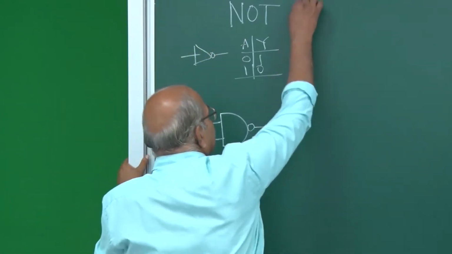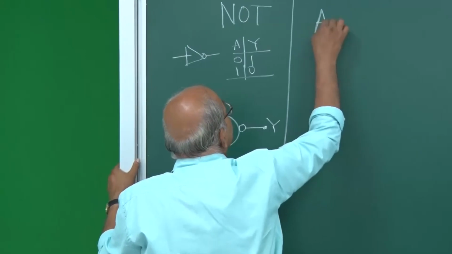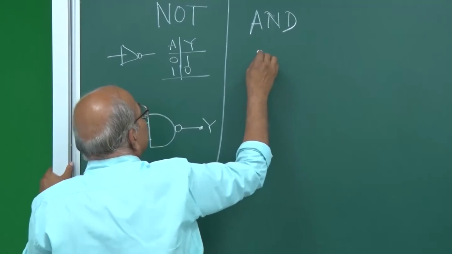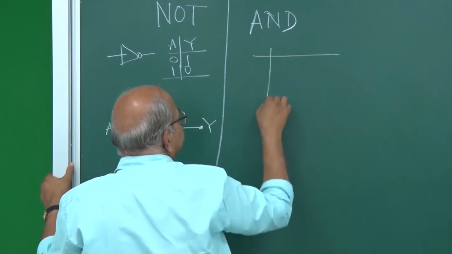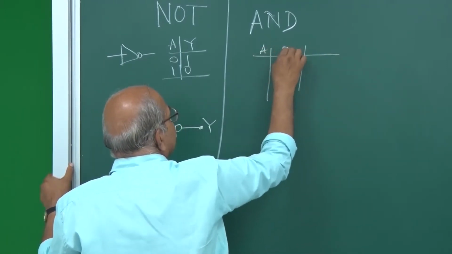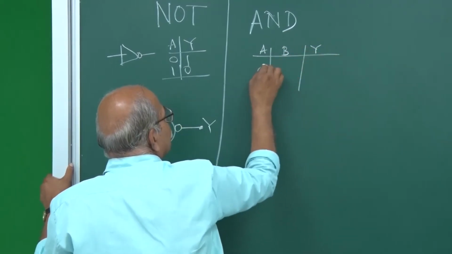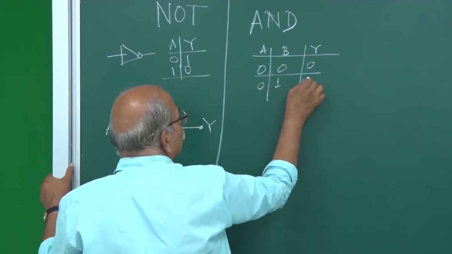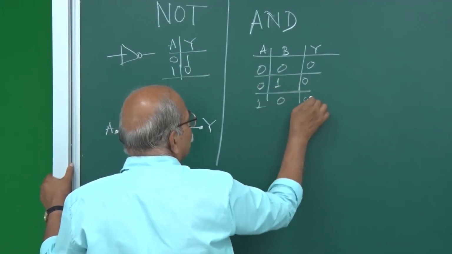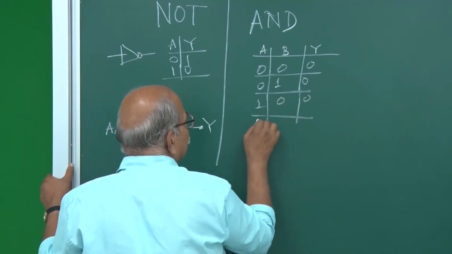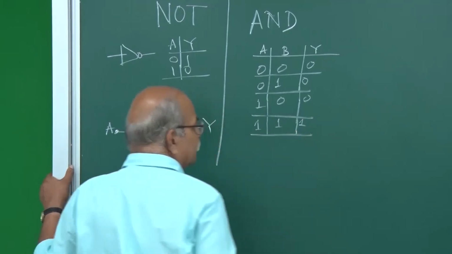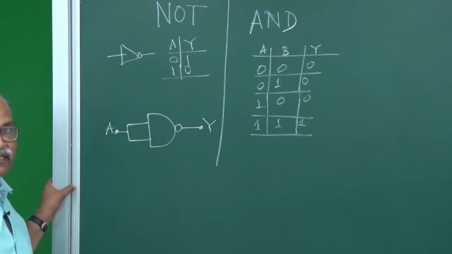How do I get AND? How do I get AND gate? So AND gate, the truth table is A, B and Y, like that. So 0 0 should be 0, then 0 1 should be 0, 1 0 should be 0, and 1 1 should be 1. So this is what I need. So for this, 2 NAND gates are needed.